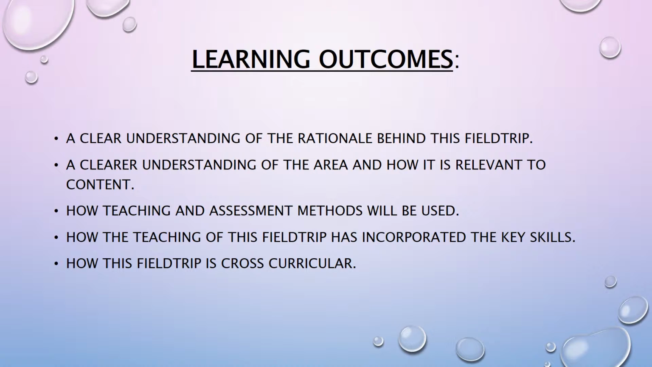The learning outcomes. After this presentation, you should have a clear understanding of the reason and rationale behind the field trip, a clear understanding of the area of Carrick-on-Shannon and how it is relevant to content, how teaching and assessment methods will be used during this field trip, how the teaching of this field trip has incorporated the relevant key skills for the Junior Cert cycle, and lastly, how this field trip is cross-curricular with other subjects.